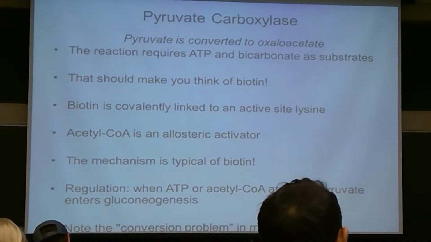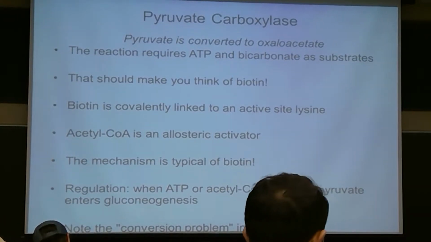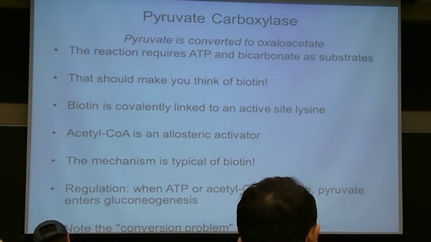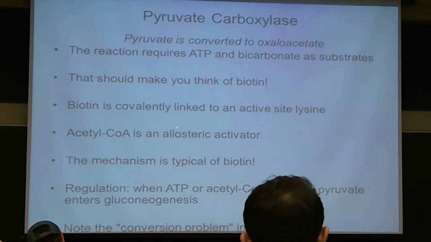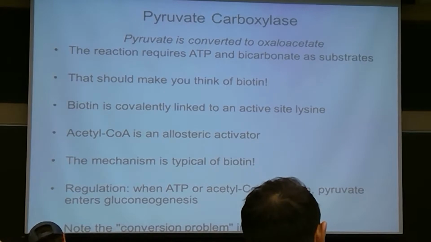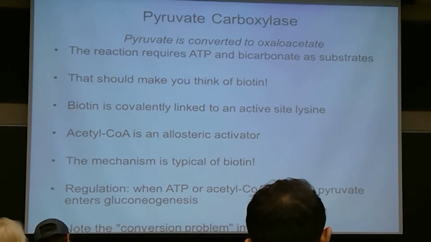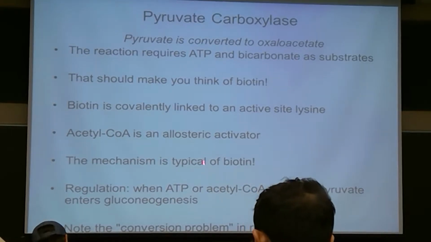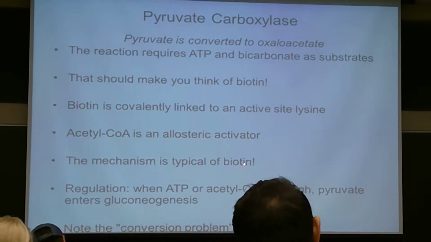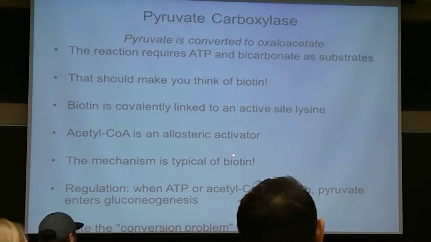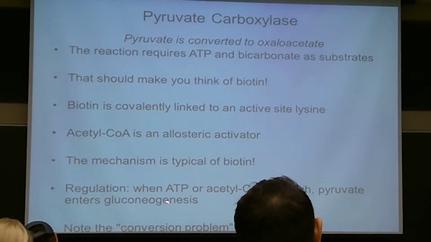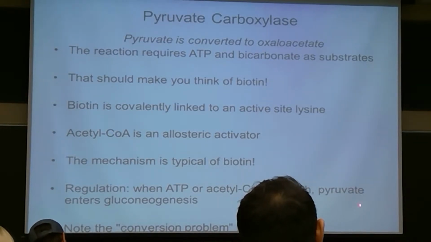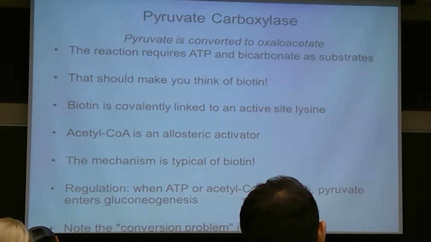Yes? If you have a lot of it, you're breaking down a lot of sugar. Yeah, so your cell energy state is high, and that's why you want to remove the acetyl-CoA. So you activate one of the pathways, make some glucose. Correct? And the glucose can be stored in the form of glycogen. So it is an allosteric activator. The mechanism is typical of biotin. I did not go over it, but I can ask in your exam. Correct? Regulation: when ATP or acetyl-CoA are high, pyruvate enters into gluconeogenesis. Is it clear?